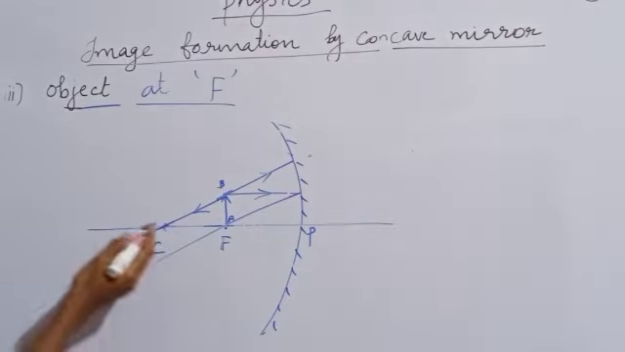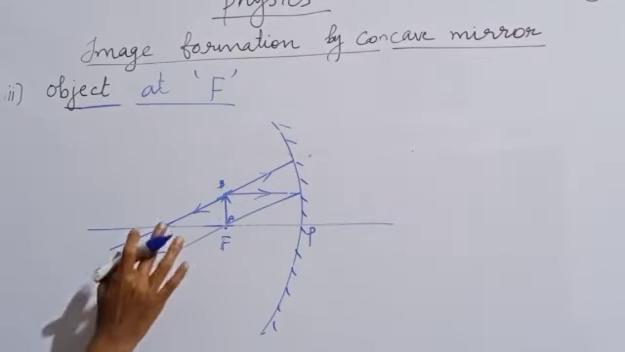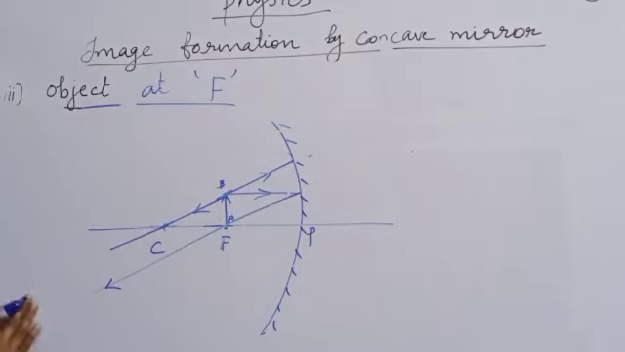If you extend this, the two rays will not intersect each other anywhere. So we are getting the image at infinity only. We will not get the image anywhere on the principal axis. Image will be at infinity. It will be highly enlarged, real and inverted.